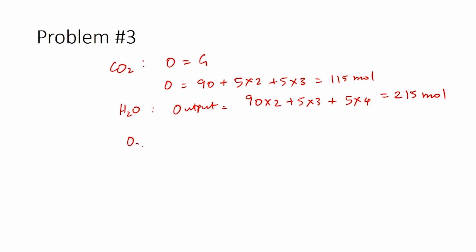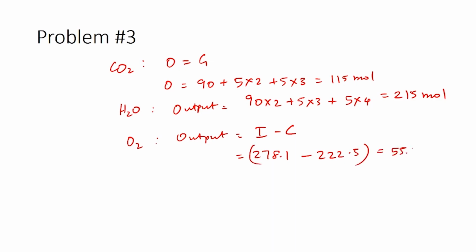We already know how much oxygen is fed, and we also know how much oxygen is consumed during these reactions. So, we can calculate the output for oxygen as input minus consumption, which would be 278.1 moles minus 222.5 moles, giving you 55.6 moles. Nitrogen does not take part in the reaction, so whatever is coming in would also be leaving. So, output for nitrogen would be 1046.3 moles. With this we have the composition of the stack gas which is entering the waste heat boiler.